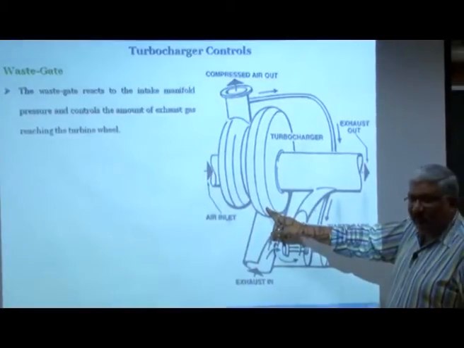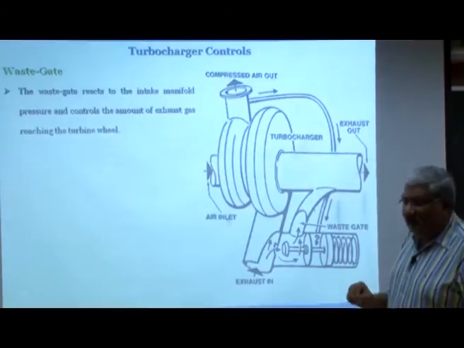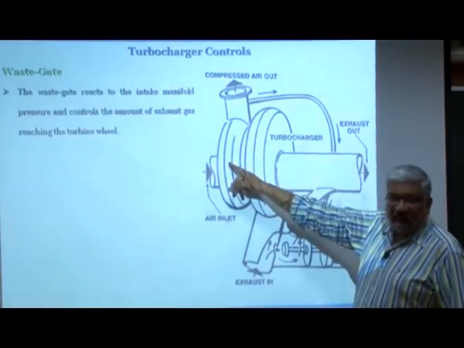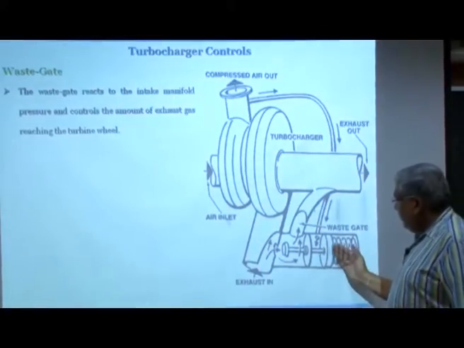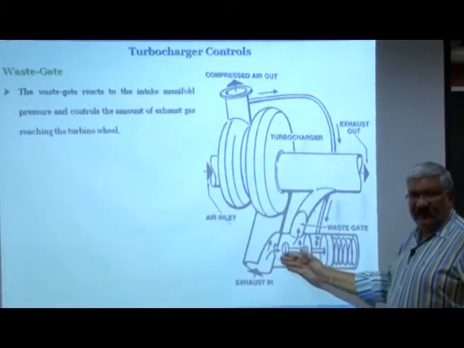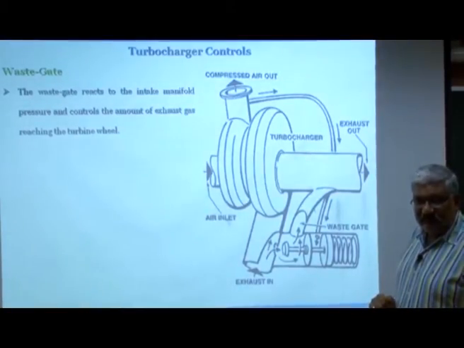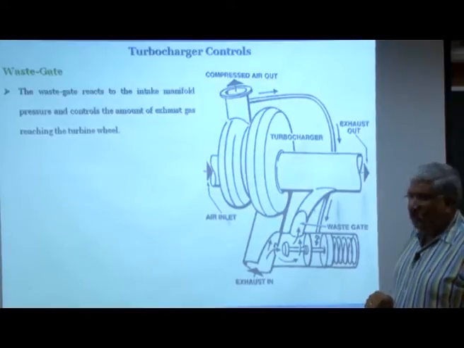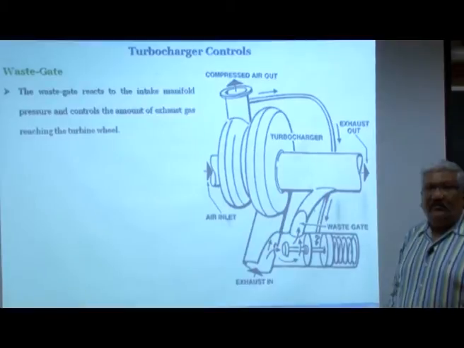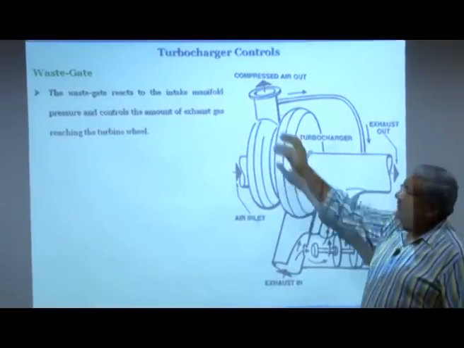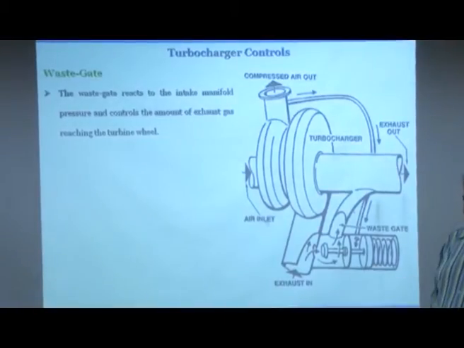The quantity of exhaust passing through the turbine blades will reduce, as a result its speed will reduce, as a result this pressure will fall down, and then the spring will force it back, and this gap will be closed. So, whenever the boost pressure is high, this wastegate will become effective. Whenever the boost pressure is within reasonable limit, this will remain closed.